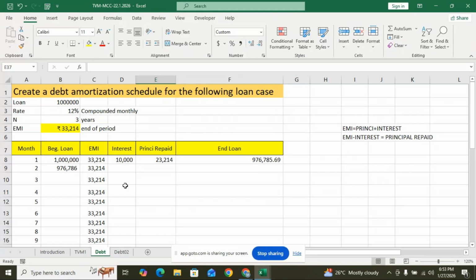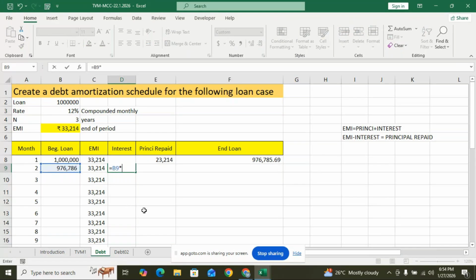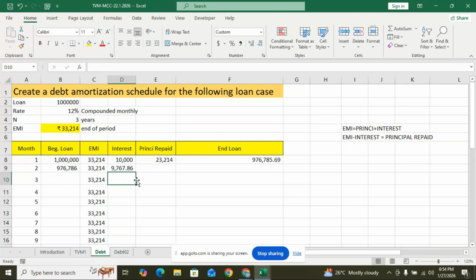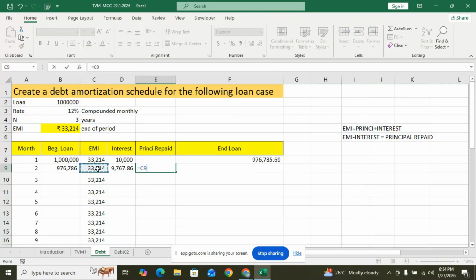Now interest, now don't freeze the interest cell also, because interest will not be the same for every month. So what you're supposed to do for second month interest onwards is equals to, now your opening amount of loan is how much? Opening balance is 9,76,786. So select that cell, into 12% divided by 12. Press enter. So your interest is 9767.86. Principal repaid equals to EMI minus interest.